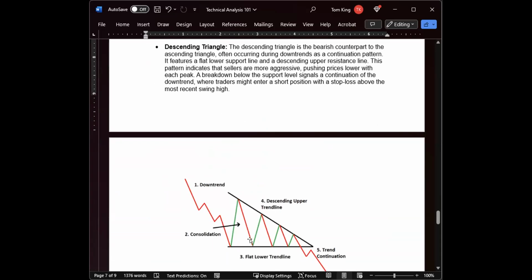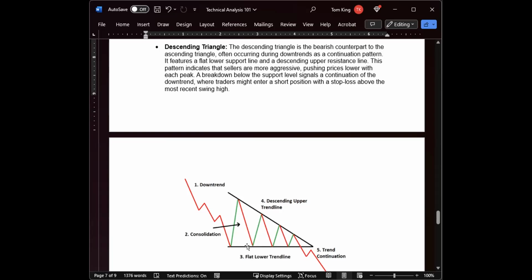Okay, it's just the bearish counterpart to it. It happens typically in a downtrend overall. You're going to see that you've got a flat lower resistance or support here. So you've got this flat support, and then every time the bulls try to rally, they have a little bit less momentum each time. And the bulls can't get the rally to move, and the bears keep bringing it down to this.